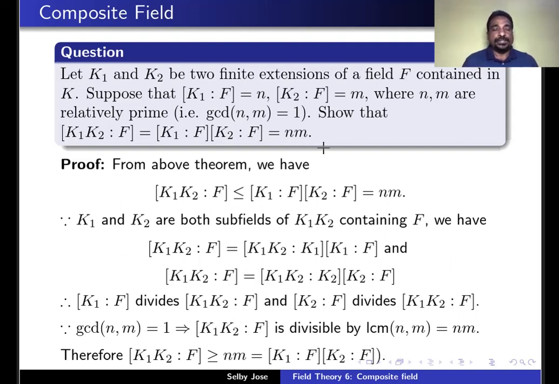Let us see the proof of this. By the previous theorem, we have the inequality that the degree of the extension K1K2 over F is less than or equal to the degree of the extension K1 over F times the degree of the extension K2 over F.